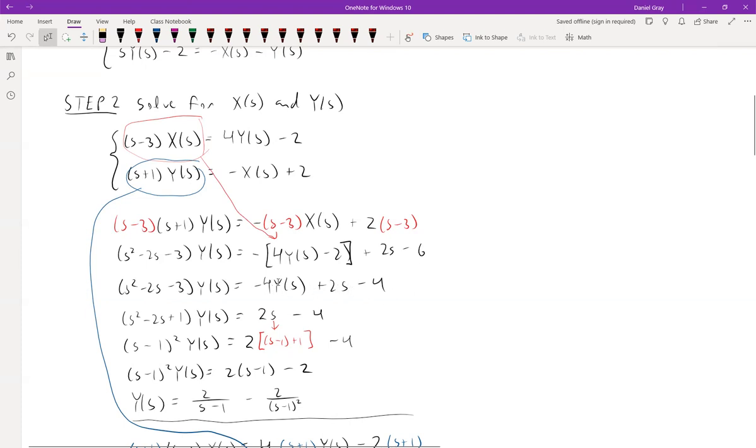And then now, again, I want to get all of my Y(s) terms together. So I'll add 4Y(s) to both sides. And now I have s squared minus 2s plus 1 times big Y(s) equals 2s minus 4.